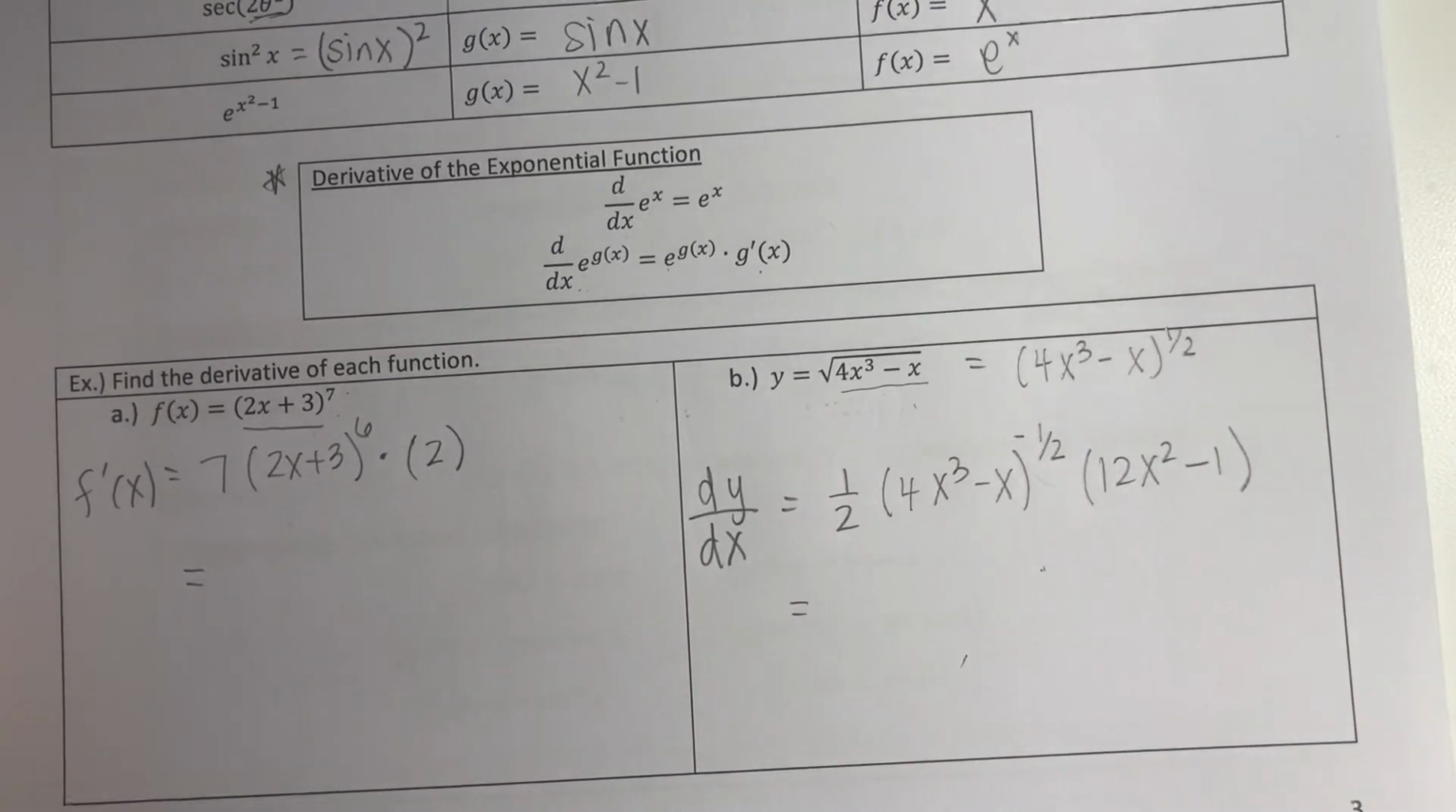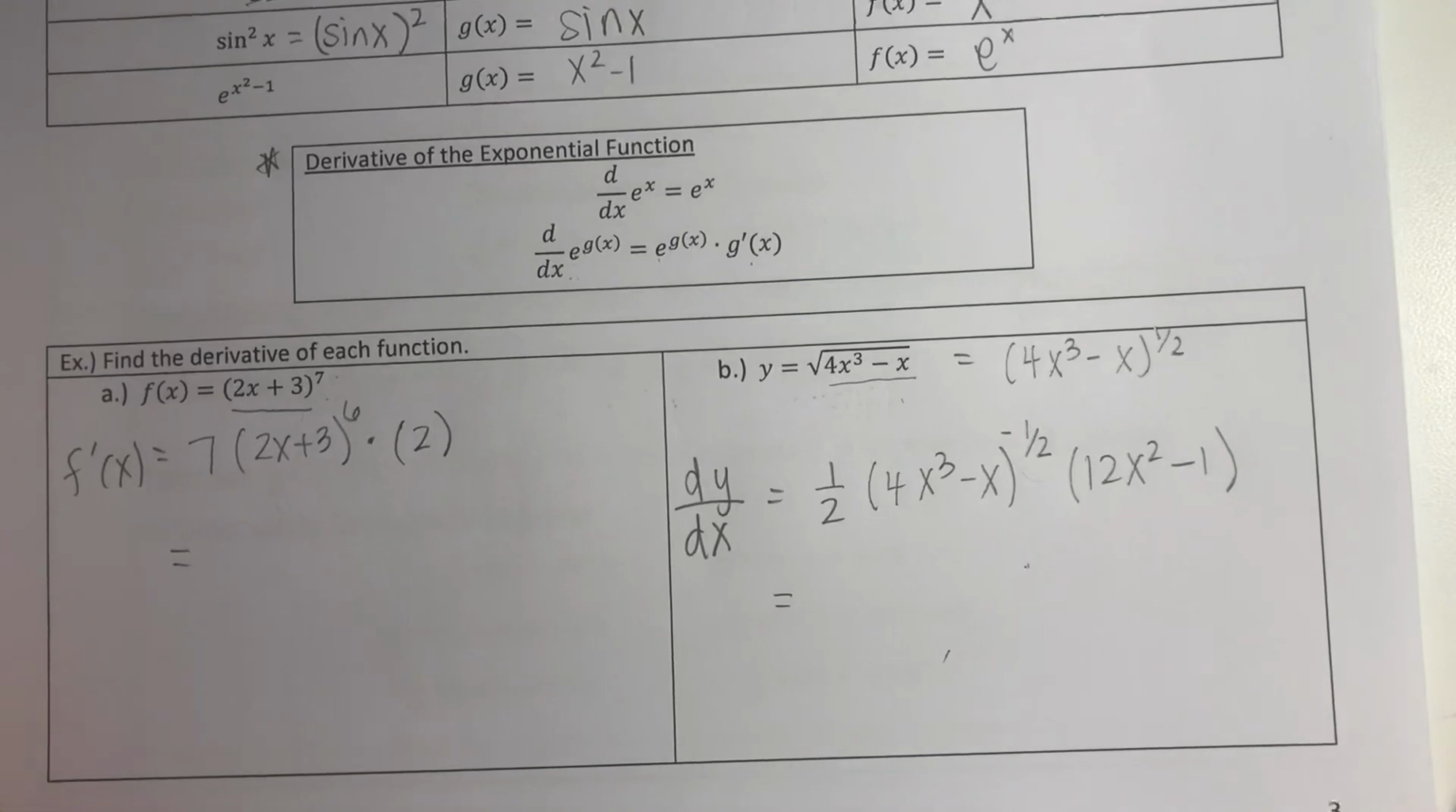So this is an introduction for section 3.4. Try the next couple examples, and there'll be some more examples posted on Canvas.